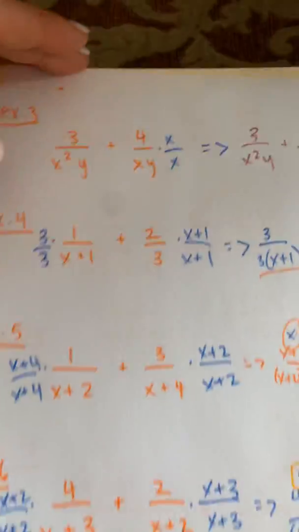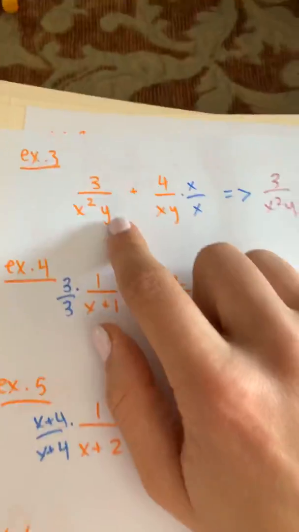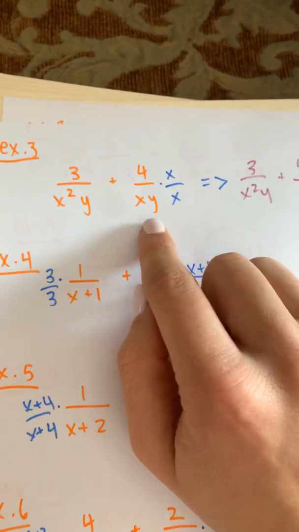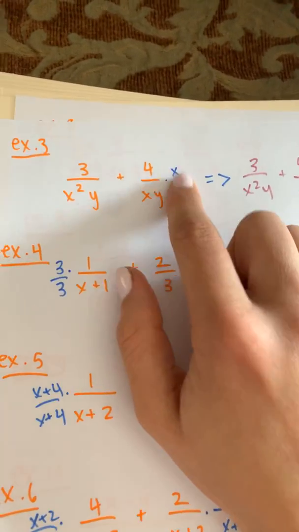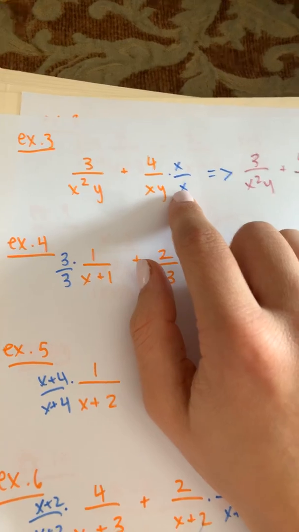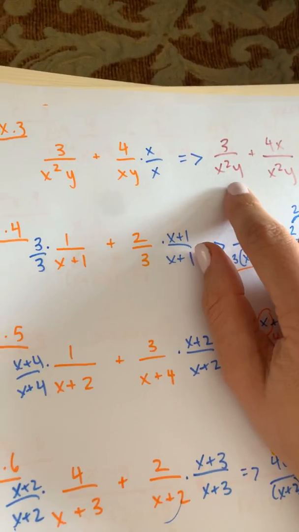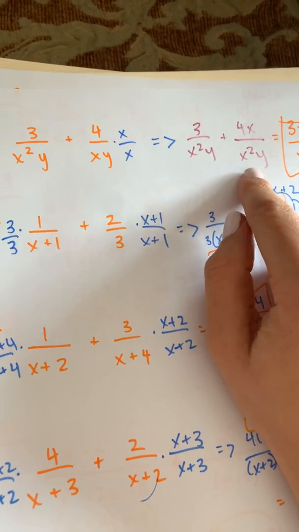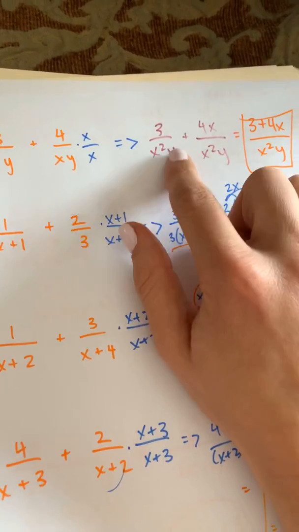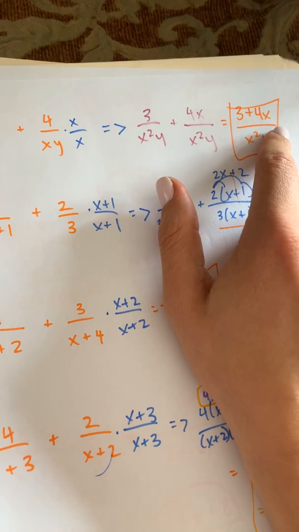Up here where we have x squared y and x, this fraction needed x over x to be able to match the two bottoms. So now we have 3 over x squared y plus 4x over x squared y. Now both of the denominators match. We can combine the numerators.